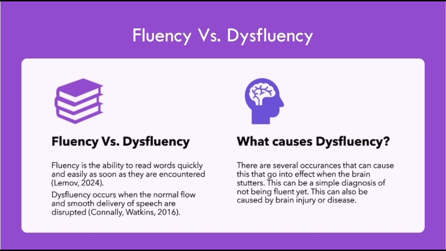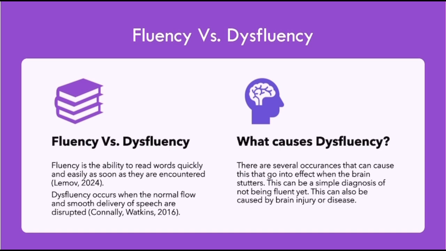So the next thing is fluency and disfluency. So this is really important because fluency plays a huge role in the science of reading. So fluency is the ability to read words quickly and easily as soon as they are encountered. So not taking a minute to look over the word, knowing what it means immediately. So then that would lead us to disfluency, which occurs when the normal flow and smooth delivery of speech are disrupted. So that would be kind of stuttering over a word or taking a few seconds to sound out the word, and not fully knowing what the meaning could be.